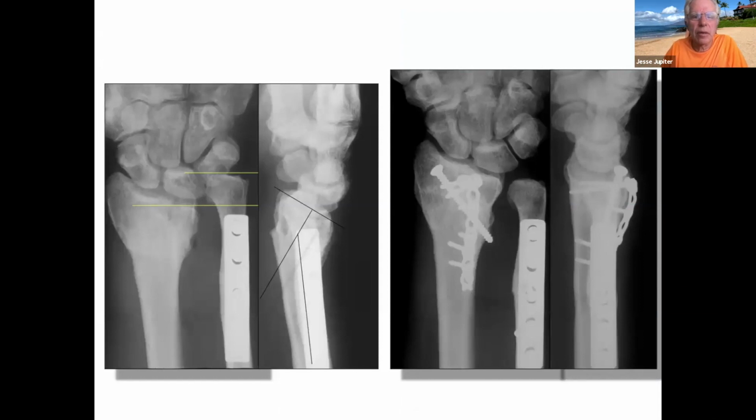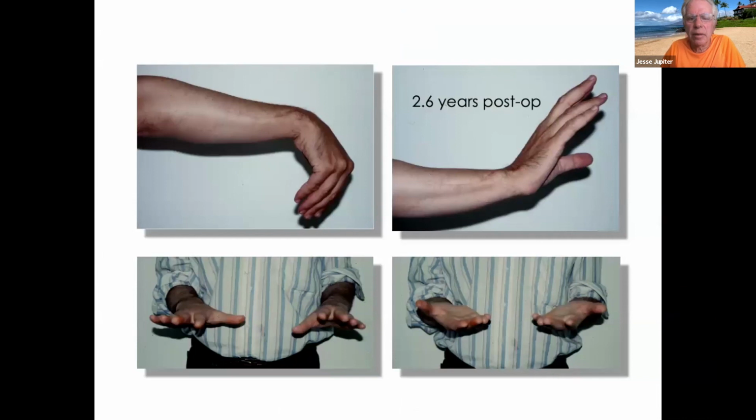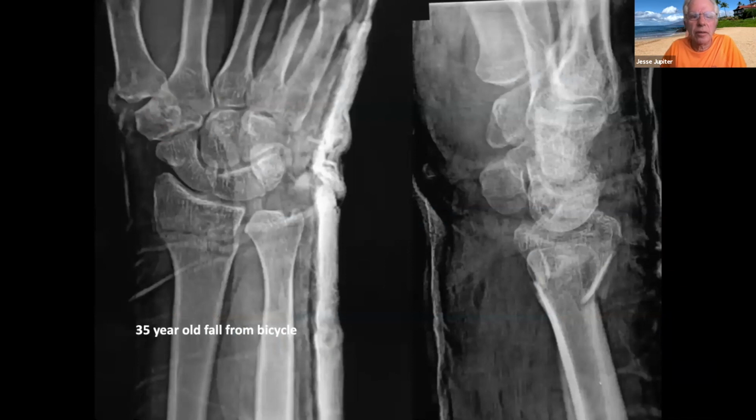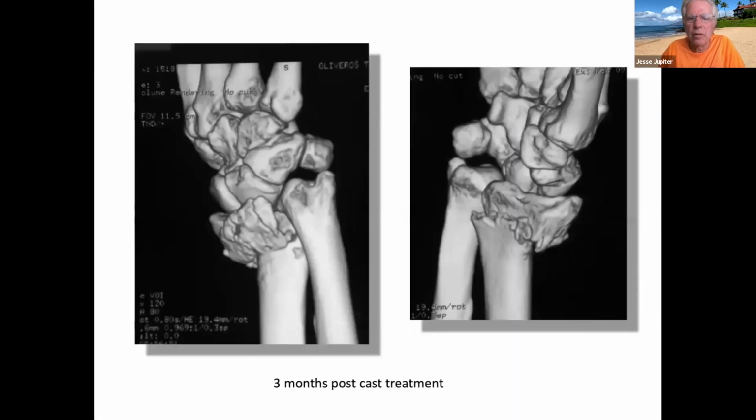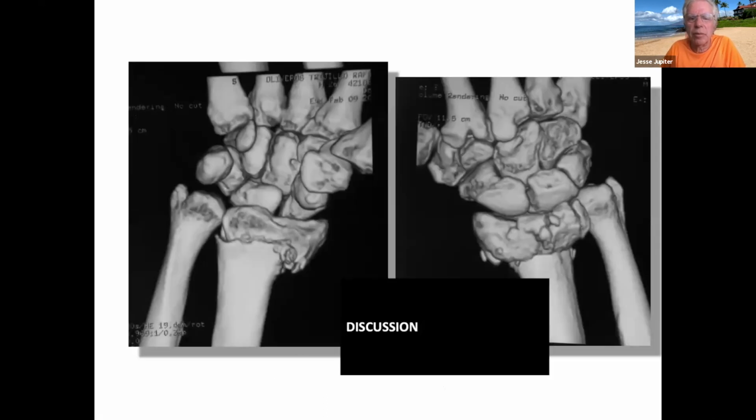And this was done with a dorsal approach, and did have an ulnar shortening osteotomy, and a functional follow-up picture you see here. Now here's another case of a 35-year-old who fell from a bicycle, and he has primarily an extra-articular deformity. He has a little bit of fragmentation of the very thin dorsal cortex, but really look at this as an extra-articular deformity. And this is 3 months after an unsuccessful cast treatment.